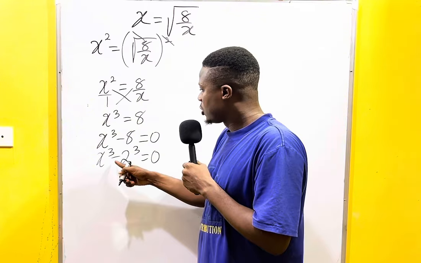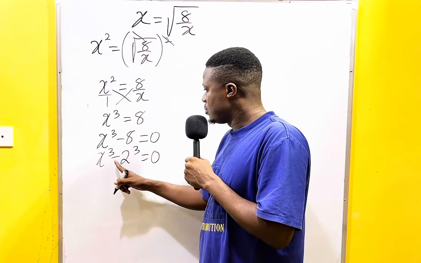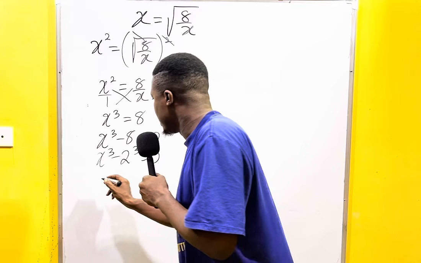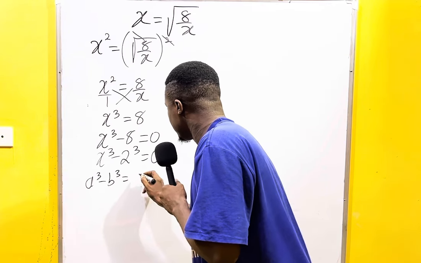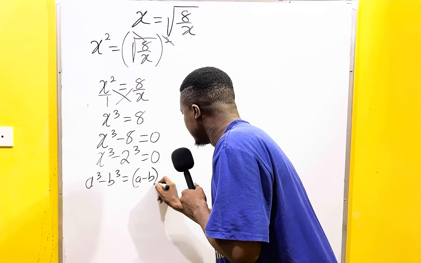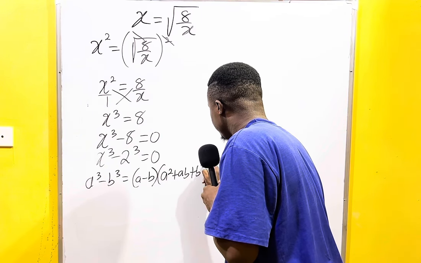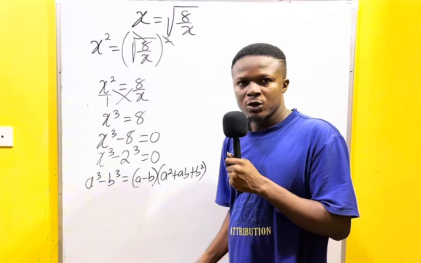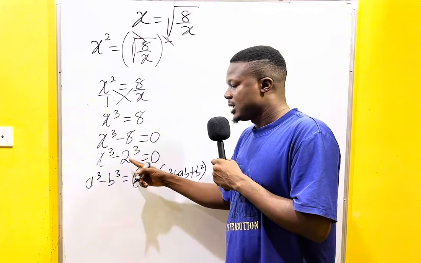Now, this is what we call a difference of two cubes. This is a cube, this is a cube, and this is a difference of two cubes. And when you have a cubed minus b cubed, this is the same thing as (a minus b) into (a squared plus ab plus b squared). This is the expansion, so we can borrow the same thing to simplify this. So this is now our a and this is now our b.